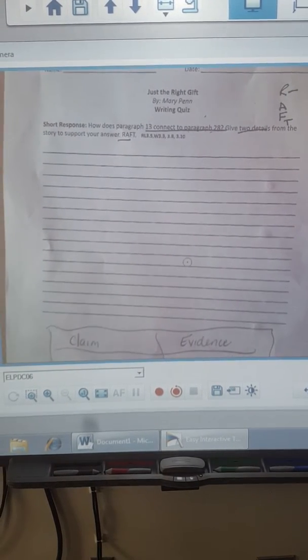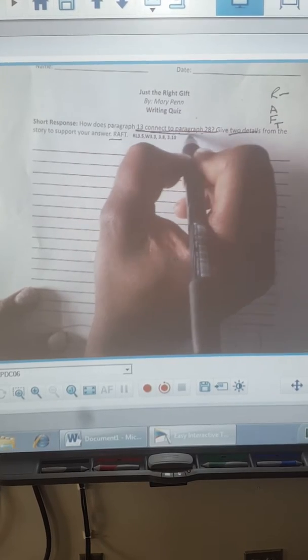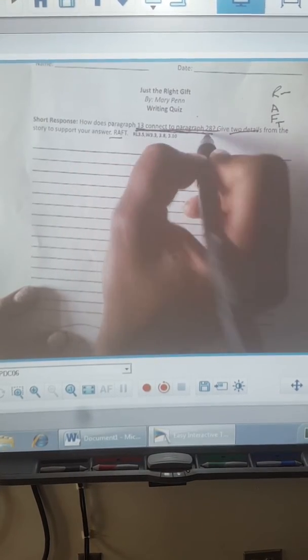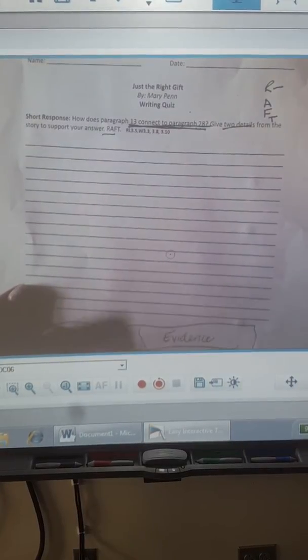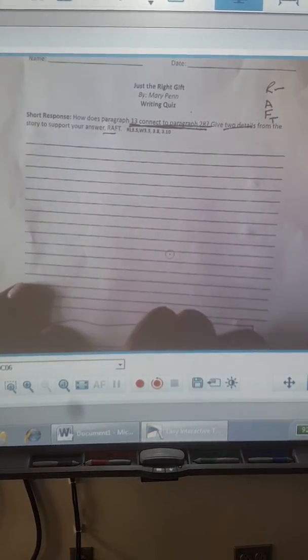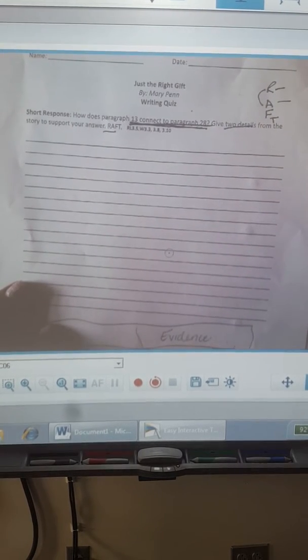If we're going to go back now to answering the question, how do I do this? Now you look for the key words in the question itself. Well, it's asking me, how does paragraph 13 connect to paragraph 28? Ask your child to underline the important part of the question, the part that they're going to restate. So your restate and your answer are basically connected. They can do it in one sentence.